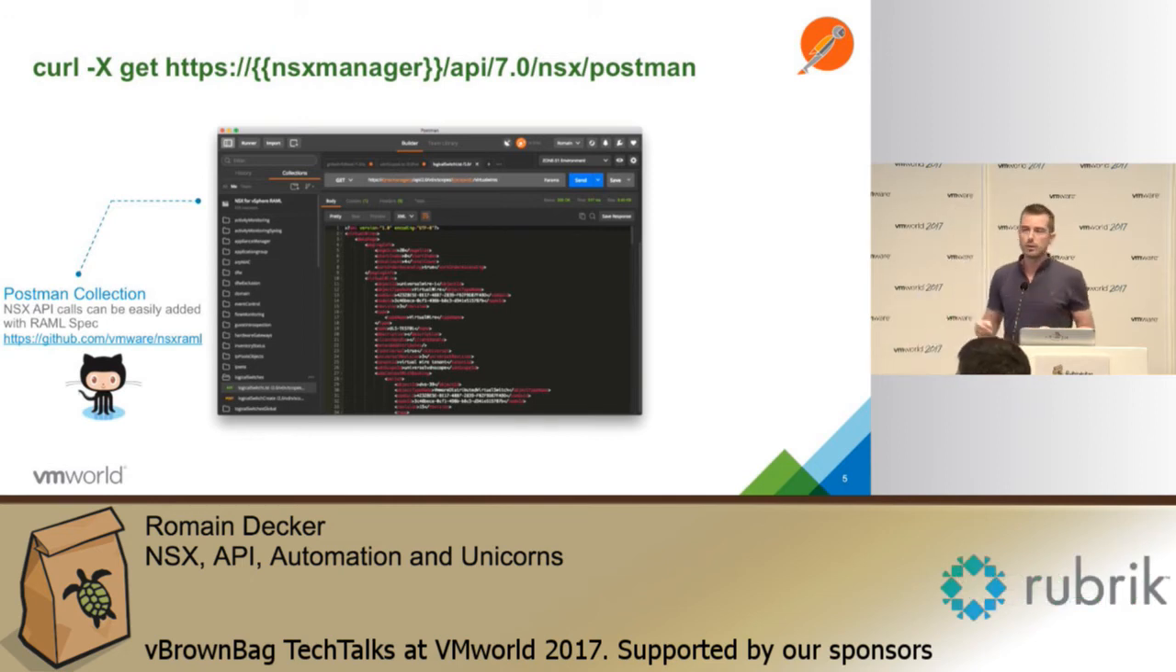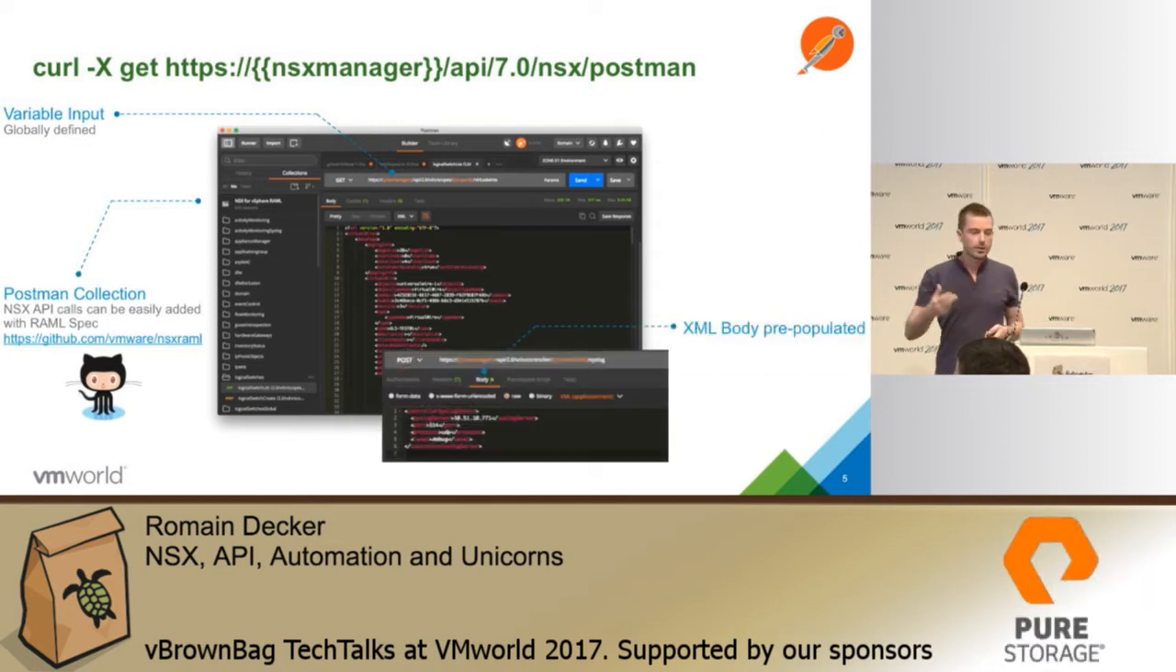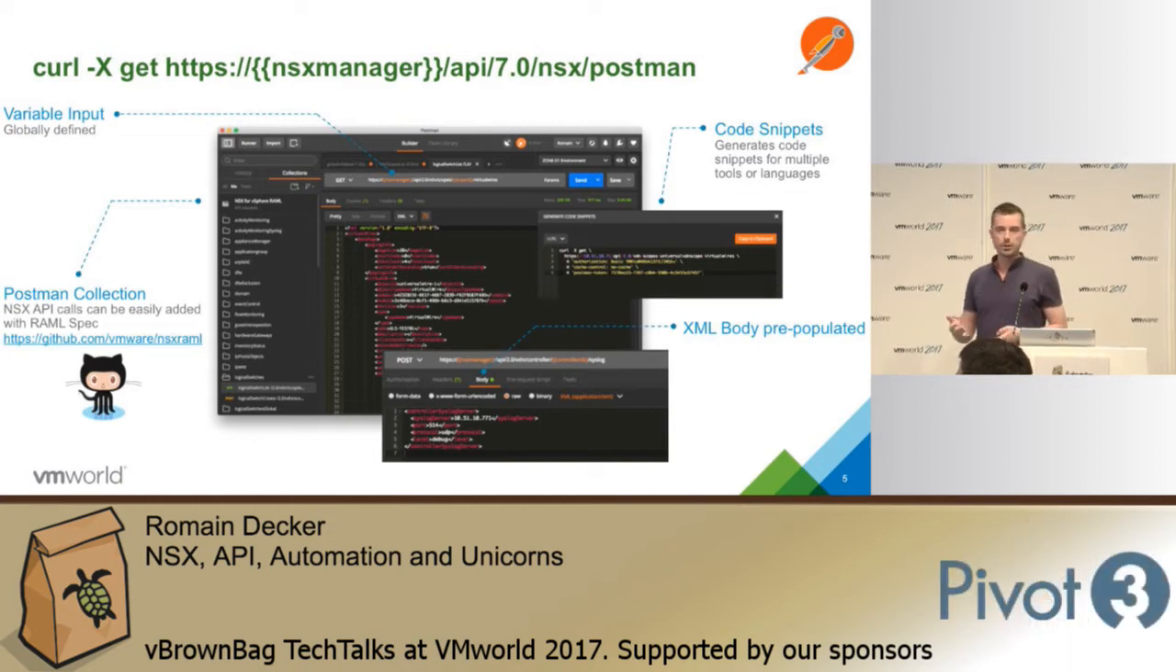And even better, you have variables described. You have body XML pre-populated. And if you have successfully requested an API, you can even generate code snippets in every language that you need to. So curl, PHP, Java, JavaScript, Go, Ruby, Perl, Python, you name it.